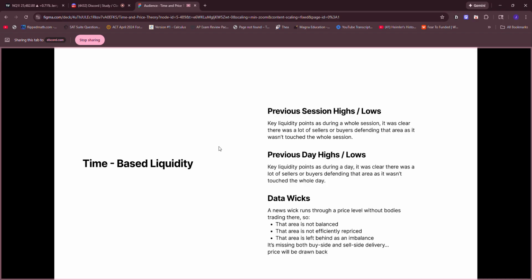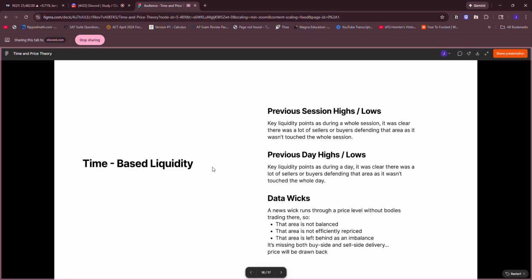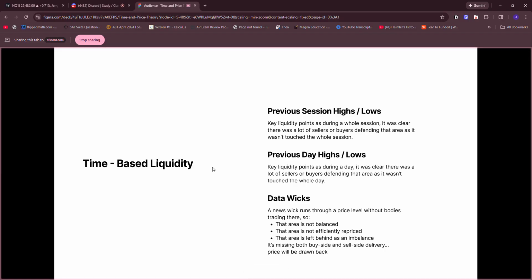Data wicks, right? These are very long wicks during high impact news. It's very easily seen. There's just super long wicks that you're just gonna see, and you're gonna be like, why? Like, this wick doesn't make sense. It's not logical. And if you usually look at Forex Factory, usually it's because of 8:30 news or some high impact news.